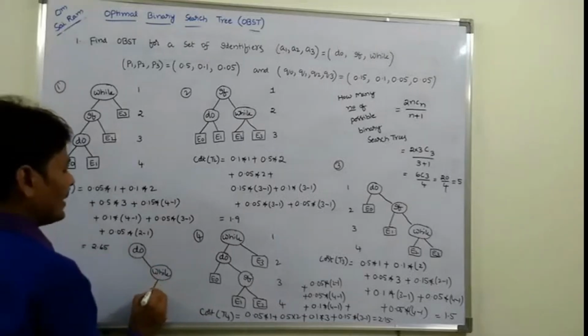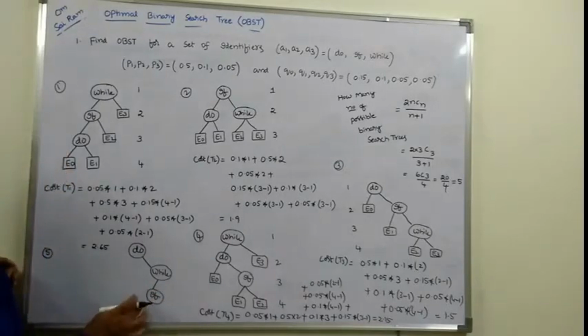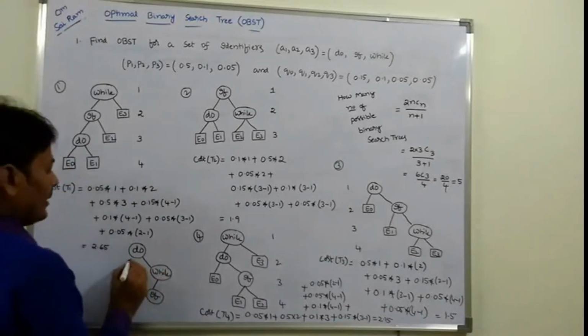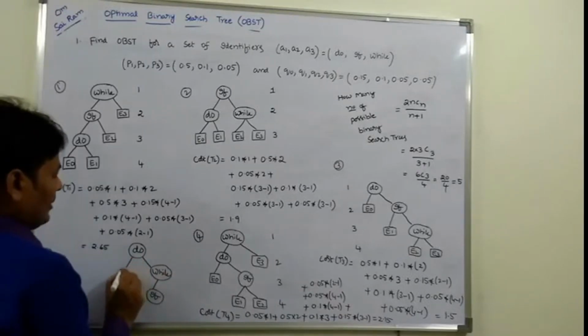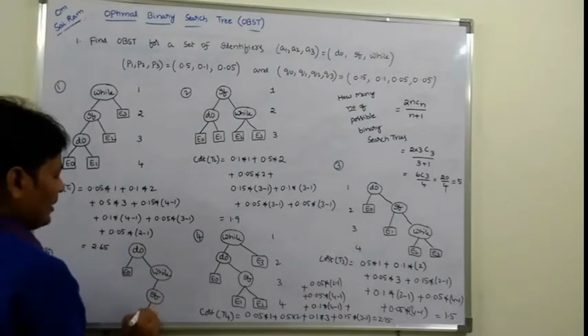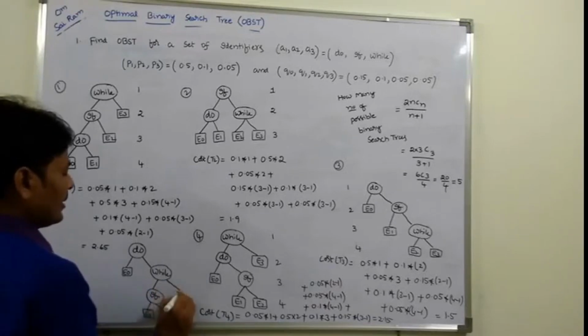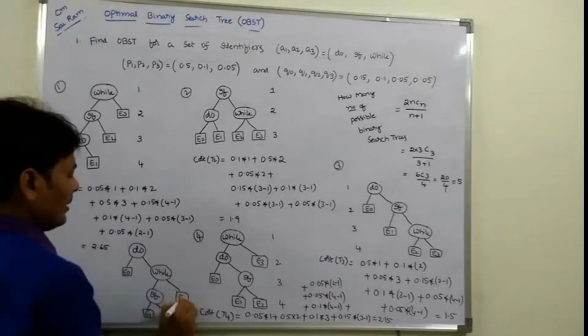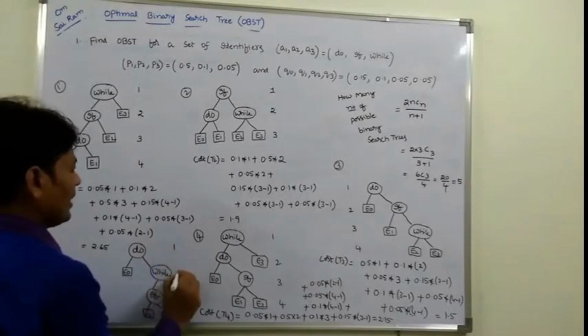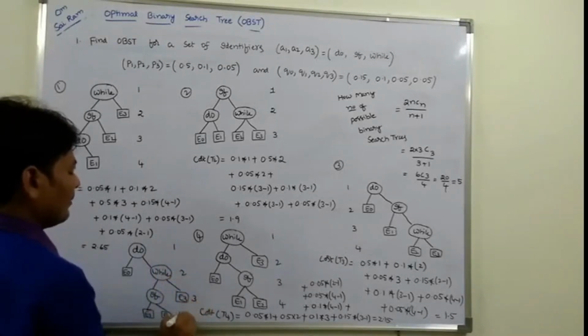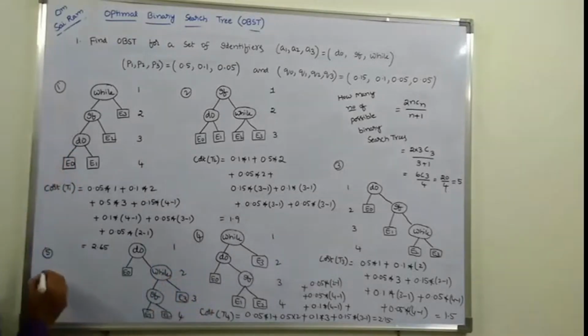Next, if is compared with while, if is lesser. So the identifier if is present at left hand side of while. Then we are adding. So this is E0. This is E1. This is E2 and this is E3. So this is first level, second level, third level, fourth level.